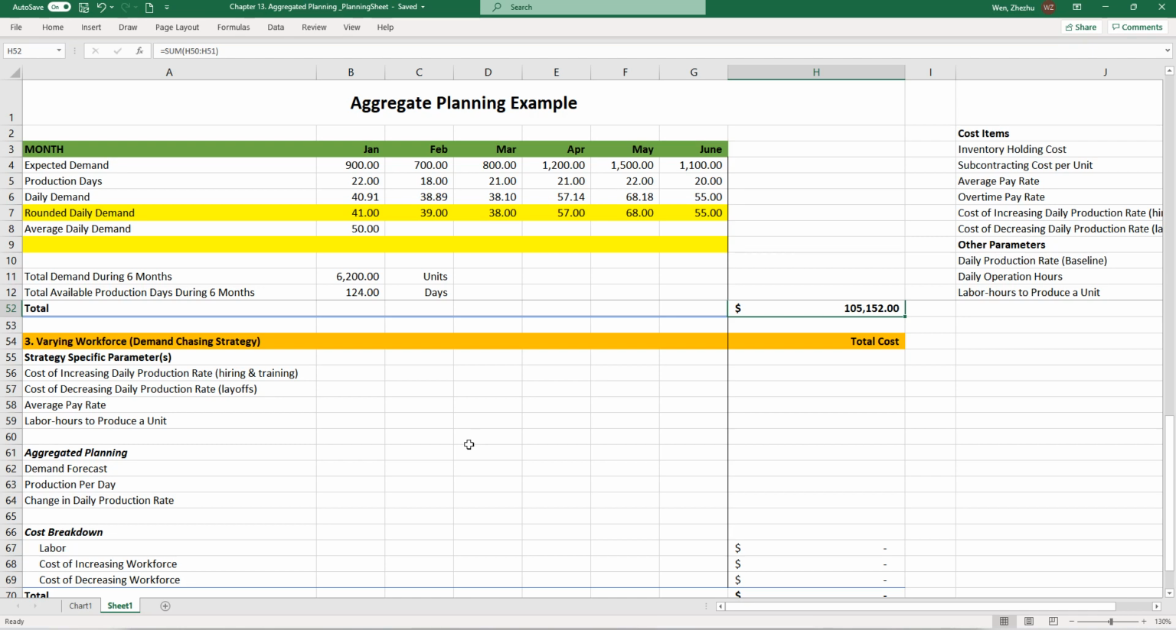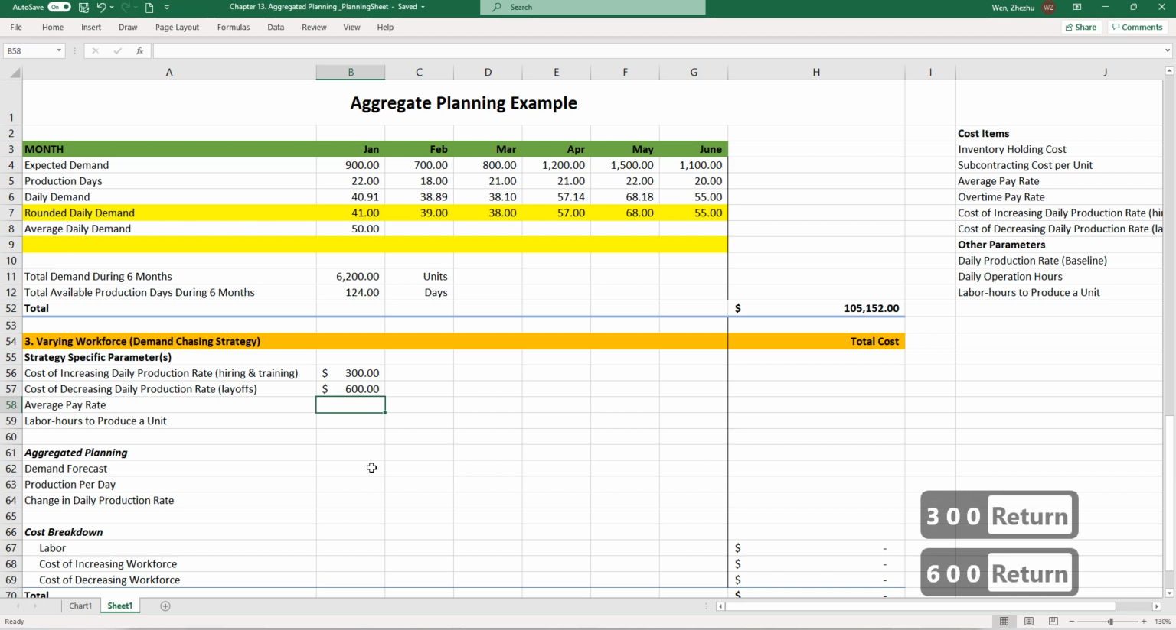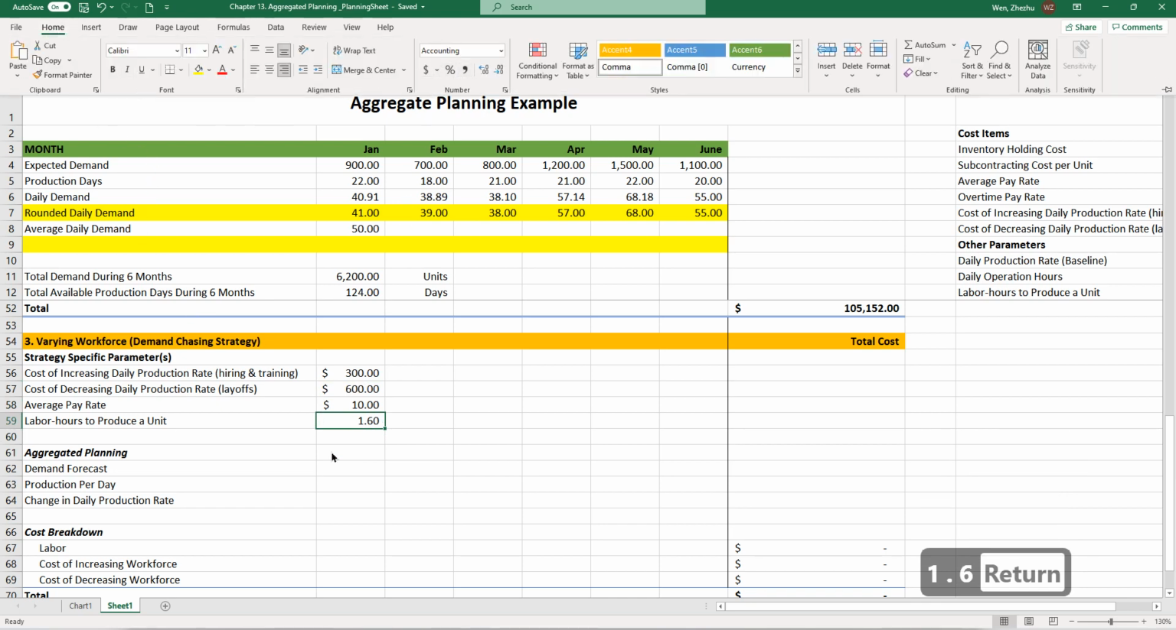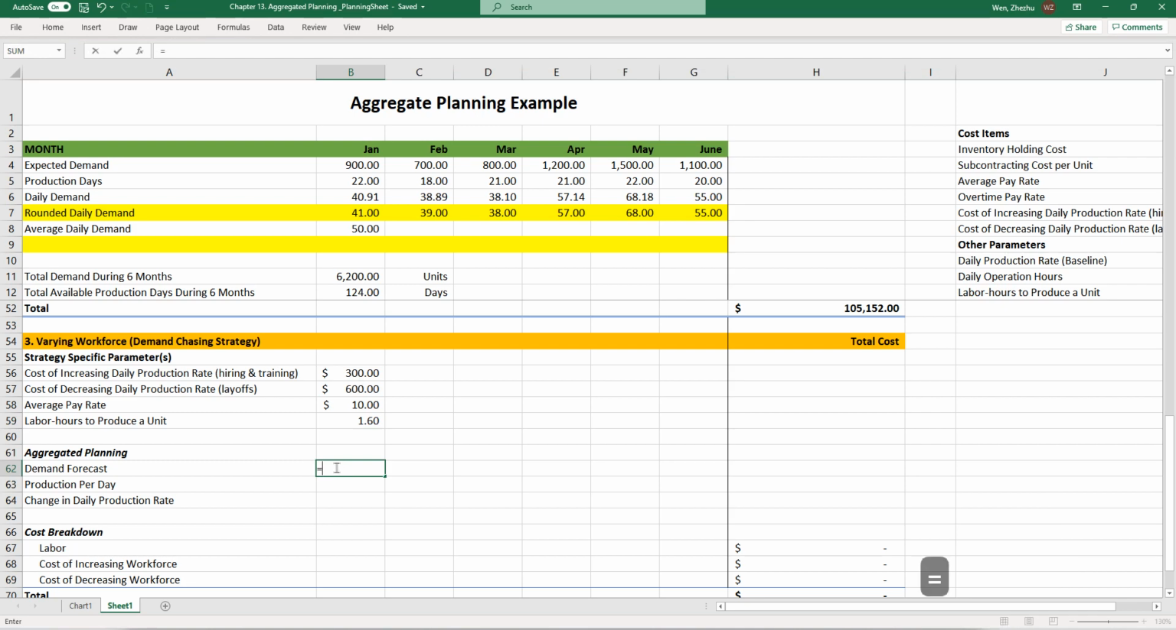This is the most brutal strategy, where you hire and fire people on demand. Okay, so the cost of increasing daily production rate, we discussed what that means earlier, and decreasing it, which is $600, and the pay rate is the same, 1.6 is the same again. All right. So demand forecast wise, it's going to be the same. And production per day.